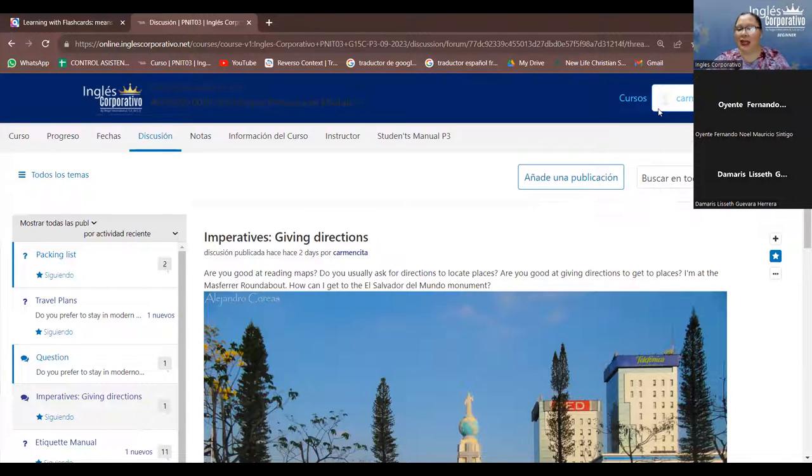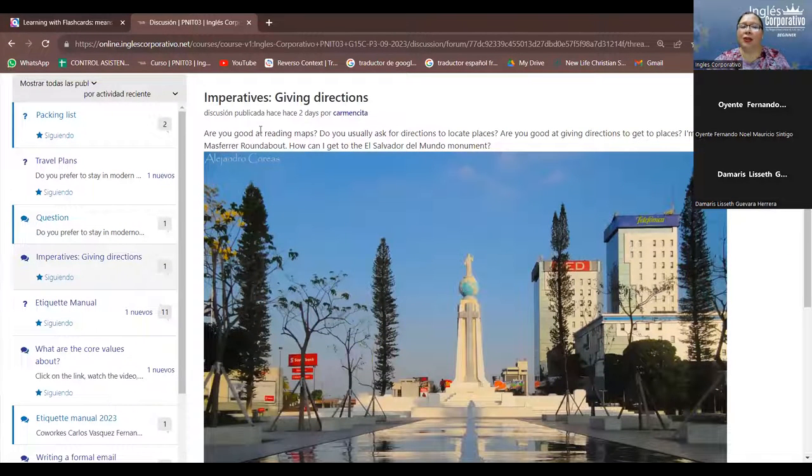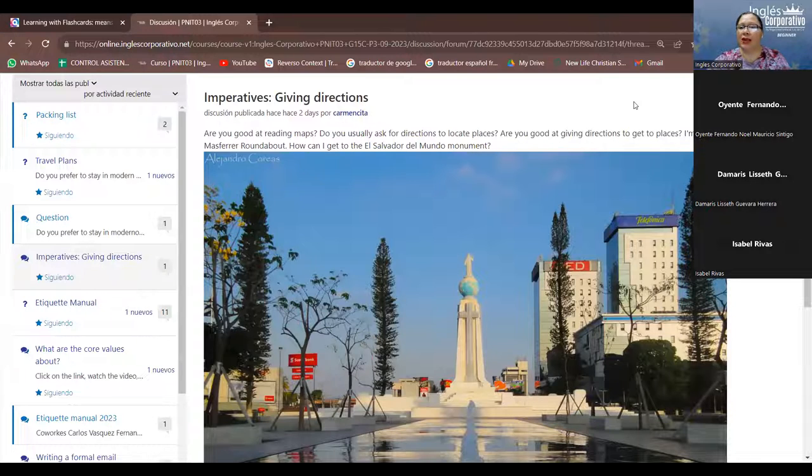Are we okay? You have to answer the questions. Teacher, Zoom keeps kicking me out and letting me back in, but I understand it's like giving the directions of some place. Yes, El Salvador del Mundo Monument. Okay, teacher.